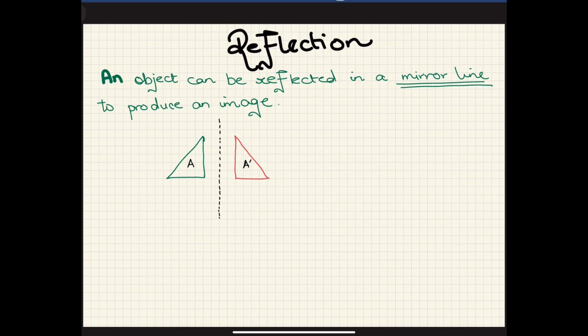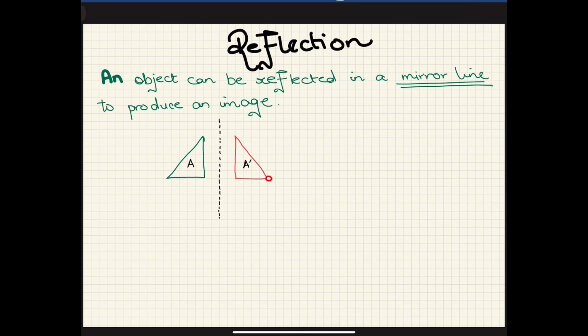A point on the image and the corresponding point on the object are exactly the same distance from the mirror line. So let's look at these 2 points. So 2 units from the mirror line, and similarly this point is also 2 units from the mirror line. Let's have a look at this one. So 1, 2, 3, 4, 5, 6 units from the mirror line.